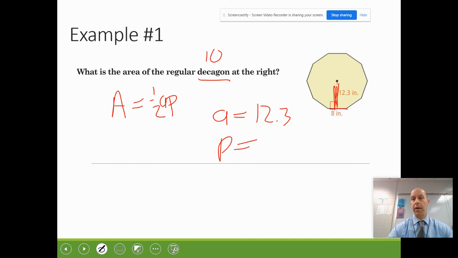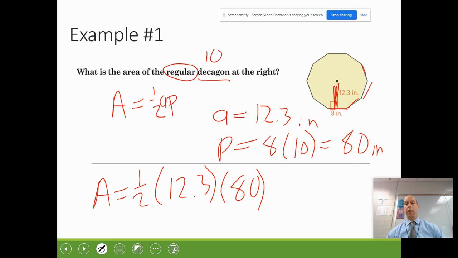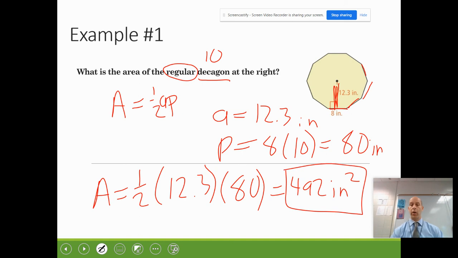Now the perimeter, we're going to have to figure that out. We see that this side is 8, which means this side is 8, and this side is 8, and all the sides have to be 8 because it's a regular decagon. So the perimeter is just going to be 8 times 10, since there's 10 sides, so it's 80 inches. Now we can calculate our area, which is 1/2 the apothem times the perimeter. I'm going to use my calculator. So 0.5 times 12.3 times 80. And I get a final area of 492 inches squared. Remember, we're doing area, so we're doing squared for our units.